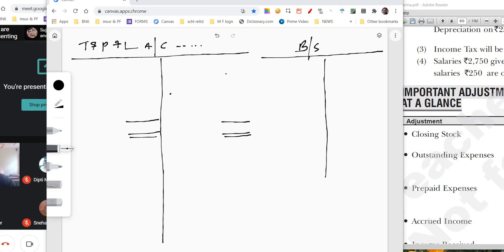Trading account. Okay, very good. So I will simply put a tick mark on this side. And in the balance sheet, asset side. Very good. So here liability, here asset. So closing stock is coming here. These are the two adjustments. Closing stock is done. Those who have written in your notebook, please check whether you have written it correctly.